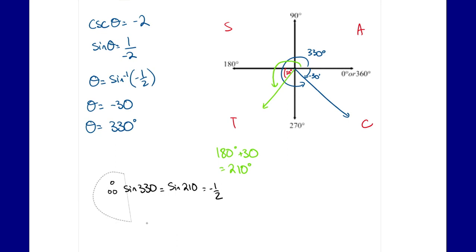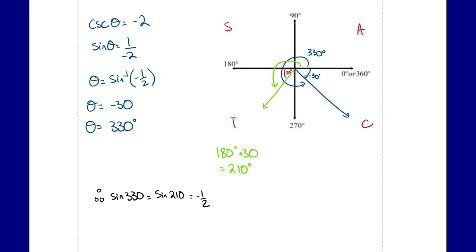We found the two angles that are equivalent to this, or we could even say as well, if we wanted to, equal to cosecant of any of those angles. So we could say the cosecant as well. Good.